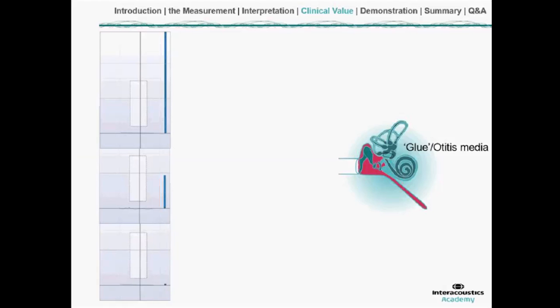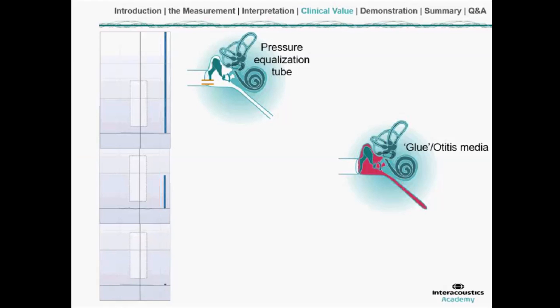If you see such a flat line, it probably means that the middle ear is filled with glue or otitis media fluids. If we now look at the top graph, what we see is that the volume bar indicates a very high volume. It means that the air volume measured behind the probe is much bigger than we would expect from just the ear canal.